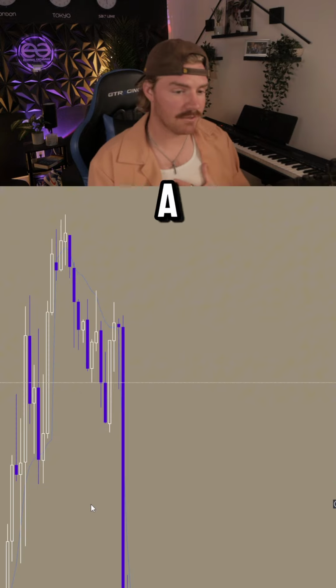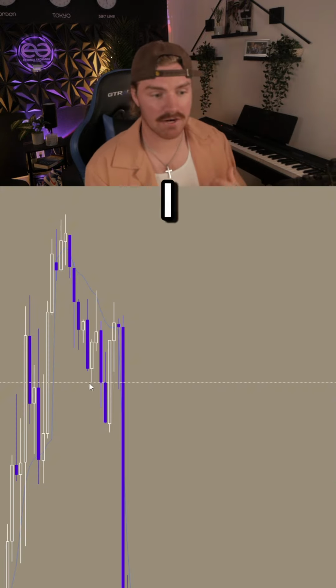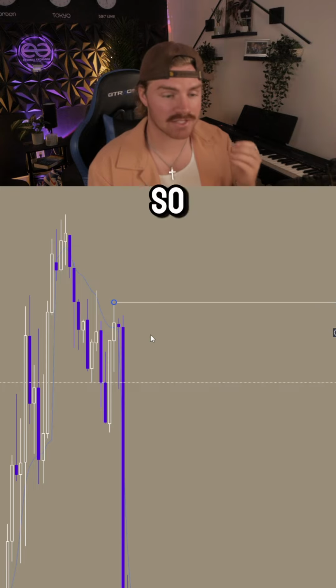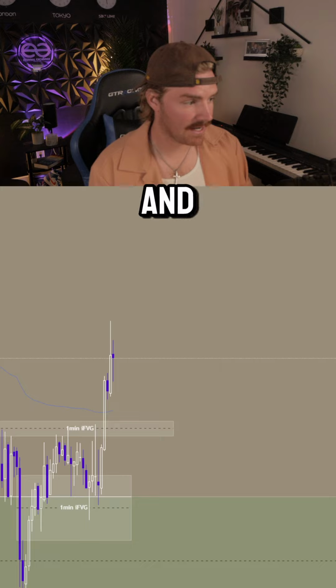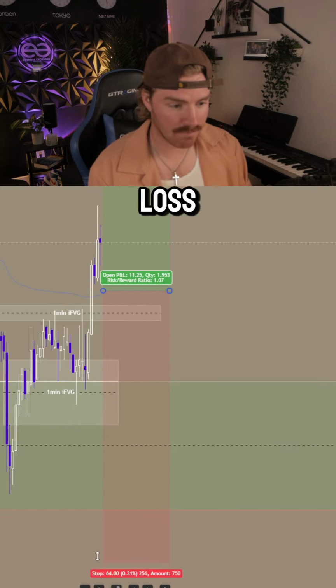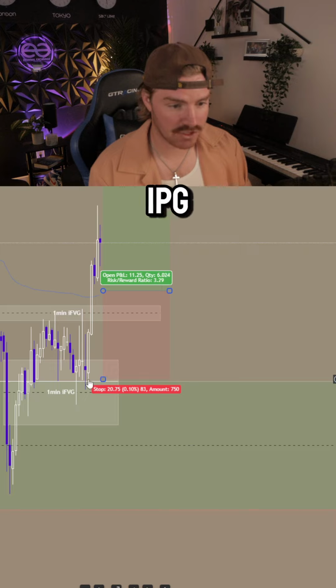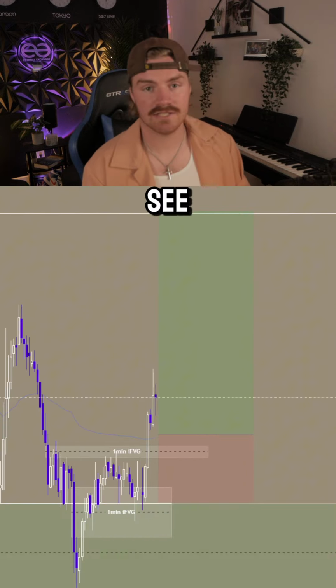But before I jump into a trade, I need to make sure I have external opposing liquidity to target. So right here, I saw that we had an hourly swing high. So that was my target for my buys. So this is when I waited for the pullback and retest of the IFEG, putting my entry right around here, keeping my stop loss below the wick of that IFEG, and then ultimately targeting that high up there for full TP. So let's see how this one played out.